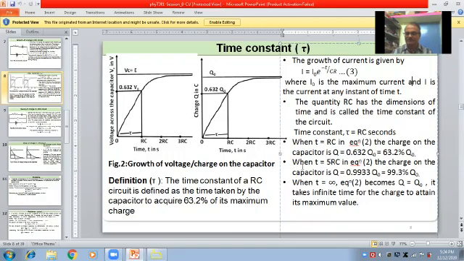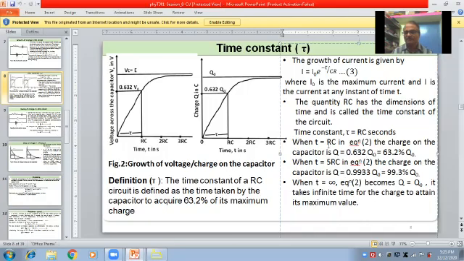So next, when T is equal to 5 RC in equation 2, the charge on the capacitor is Q is equal to 0.99933 Q naught, or it is equal to 99.9% of the Q naught. When T is equal to infinity, equation 2 becomes Q is equal to Q naught. It takes infinite time for the charge to attain its maximum value.